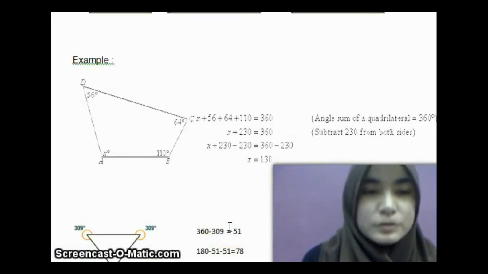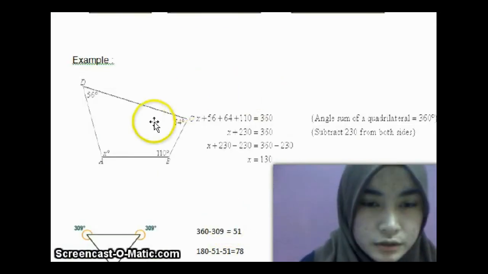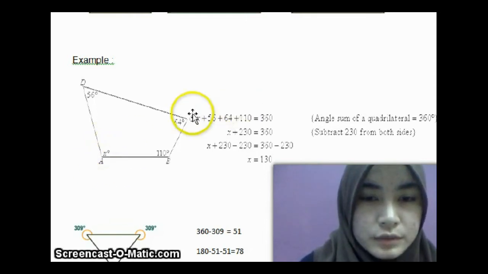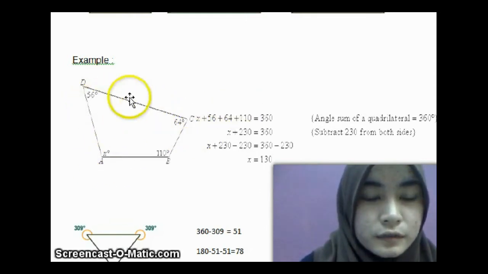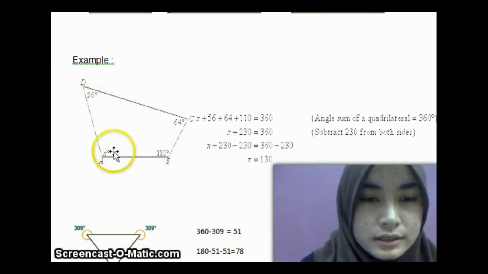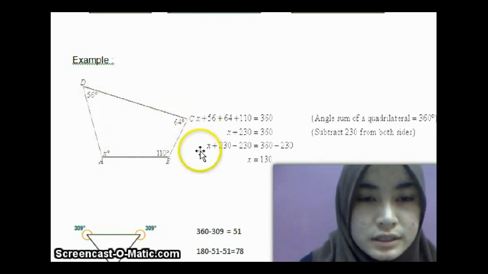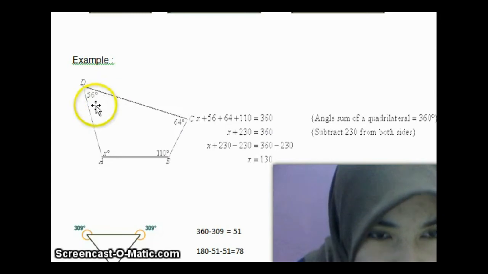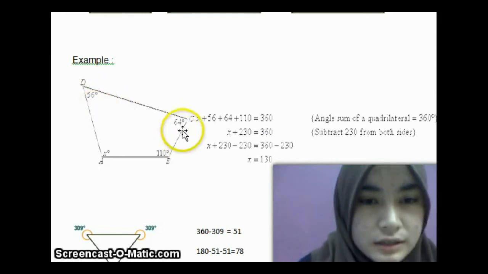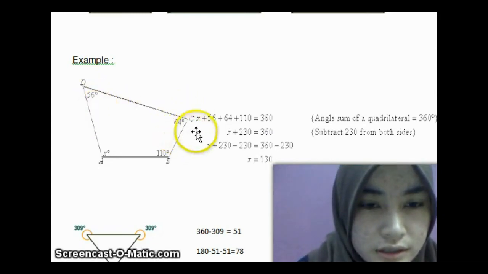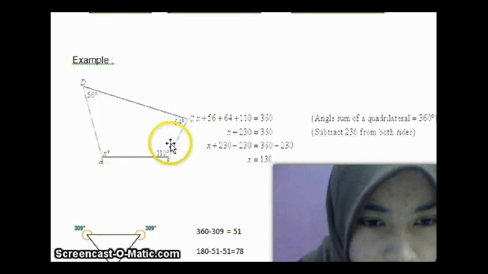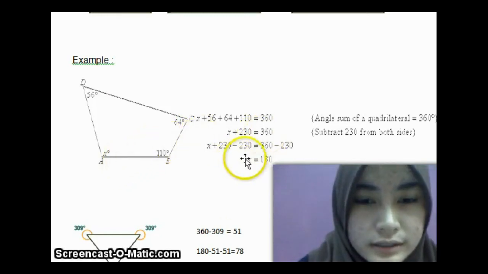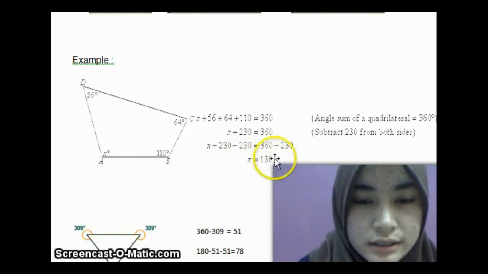Okay, now let's proceed to the example. So how do we calculate the value of x? As we know, the total angle for the quadrilateral is 360. So we just need to subtract 56 degrees, 64 degrees and 110 degrees from 360. So we can get x is equal to 130 degrees.